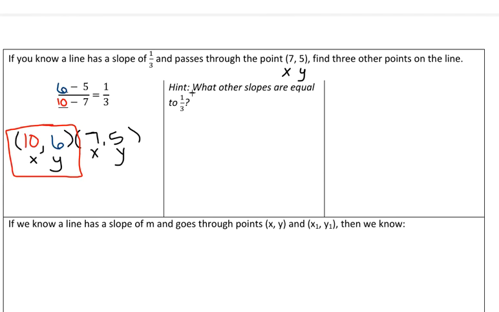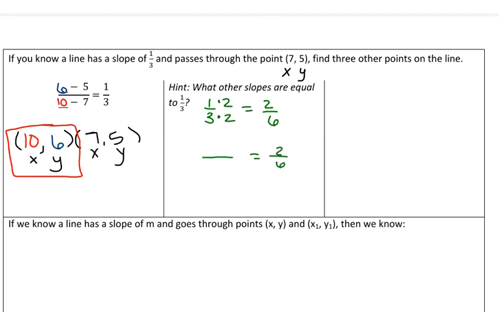So here's your hint. What other slopes could be equal to 1/3? Well, when we take 1/3, we could multiply that top and bottom by a number. So 1/3 times, and then you just literally pick any number. So let's do 2. So 1 times 2 is 2. 3 times 2 is 6. So this time I want my slope to equal 2/6.